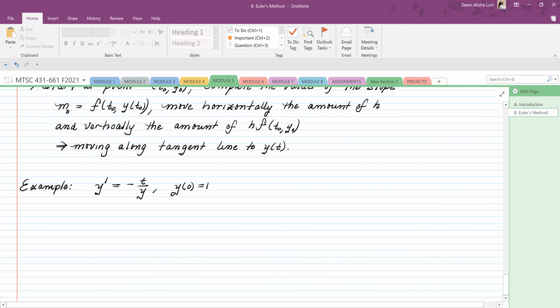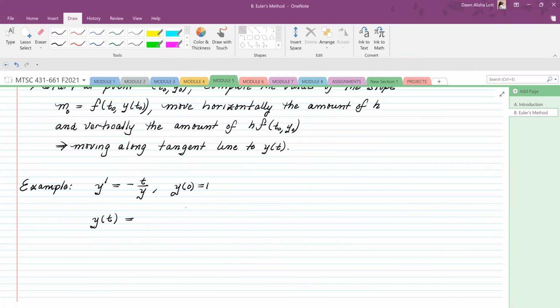Now, the problem with this one is the exact solution to this problem, y of t, turns out to be the square root. And if you guys have trouble trying to solve this, just let me know. We can go back and do this. I'm not sure why this is not working for me right now. This is plenty frustrating. Let me try tightening my pen. Okay, so let's see if that helps. Nope, it did not help. Okay, so y of t turns out to be the square root of 1 minus t squared.